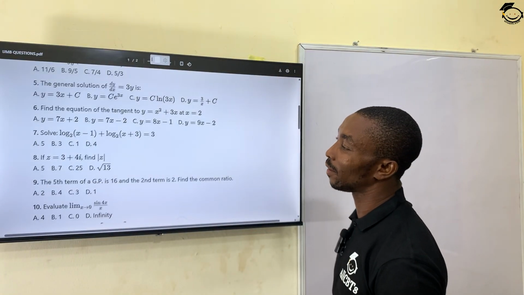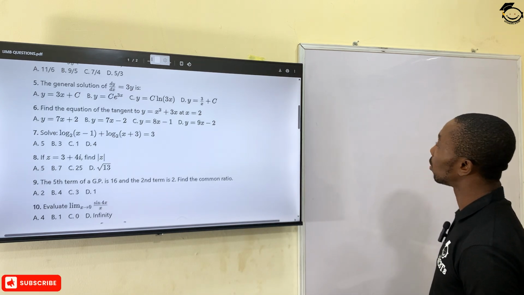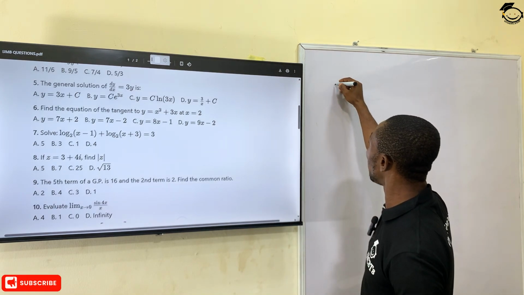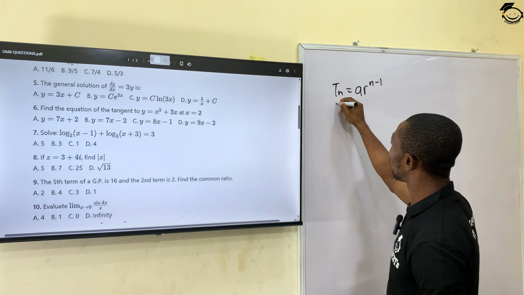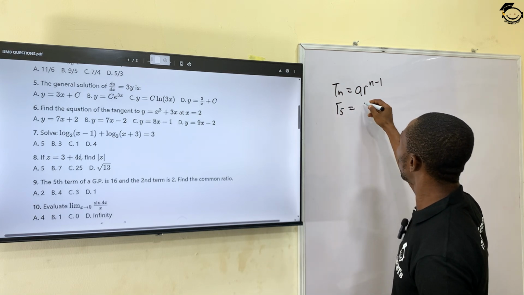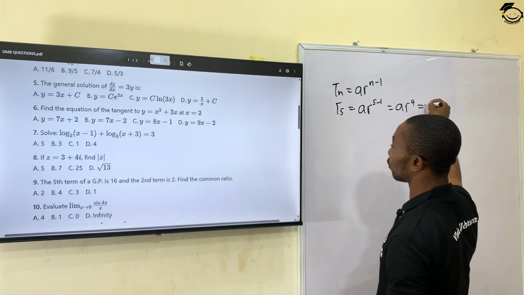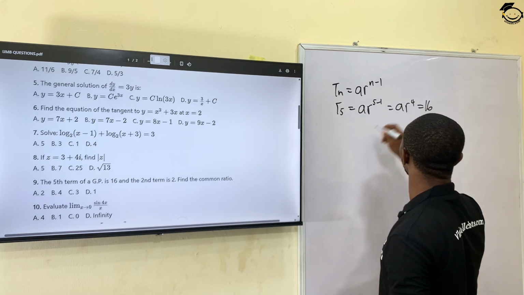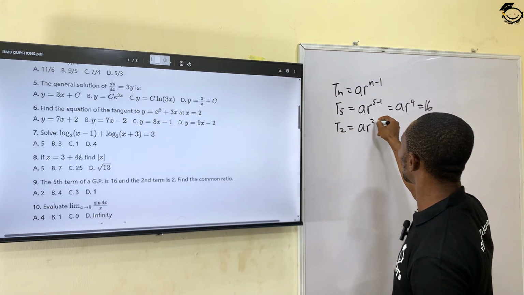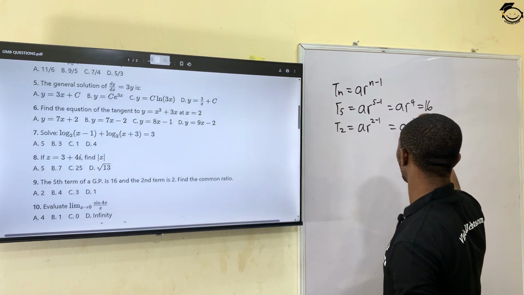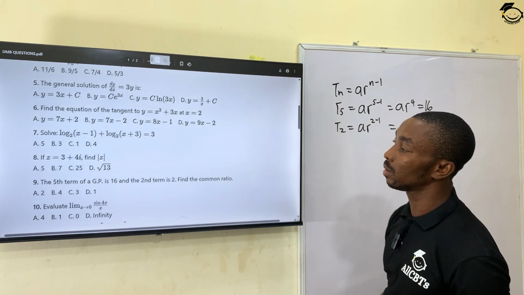It says the fifth term of a GP is 16 and the second term is 2. Find the common ratio. Now, for a GP, we know that Tn equals ar to the power n minus 1. So for T5, the fifth term, it becomes ar to the power 5 minus 1, which gives us ar raised to power 4. From the question, it's 16. And for T2, the second term, we have ar to the power 2 minus 1, which is ar raised to power 1, which gives us 2.